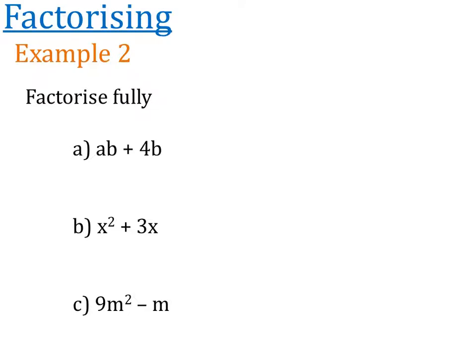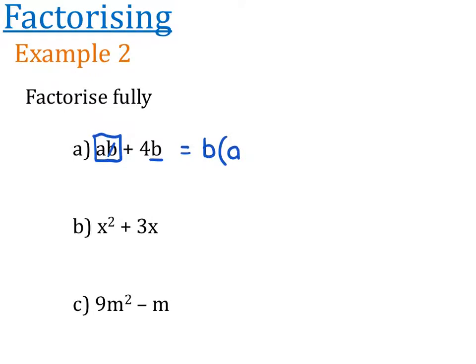And hopefully you can see with your eyes what they have in common. And the thing they have in common is the letter B. So we can take out the letter B, and then this time I'm going to ask myself, what times by B gives me AB? Well, we've already used this B, so the only thing that's left is A.